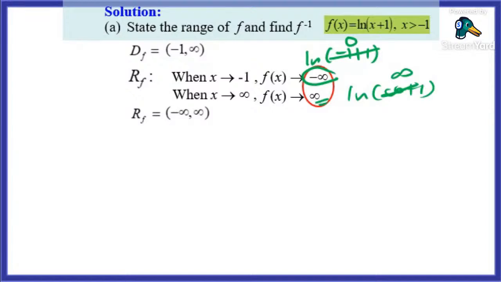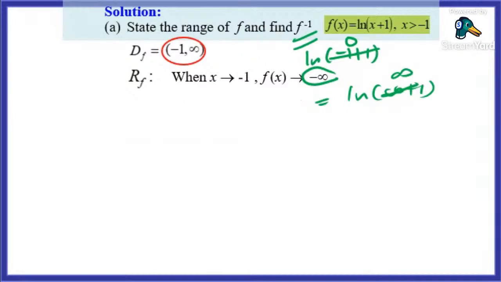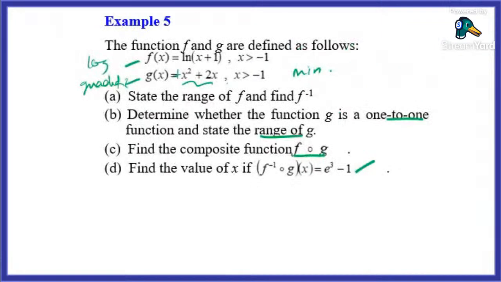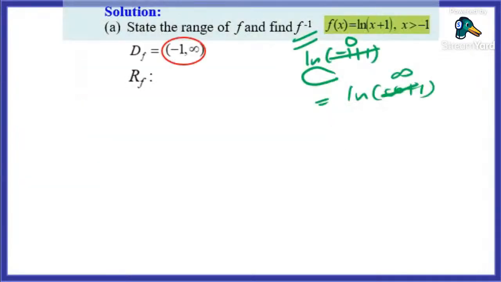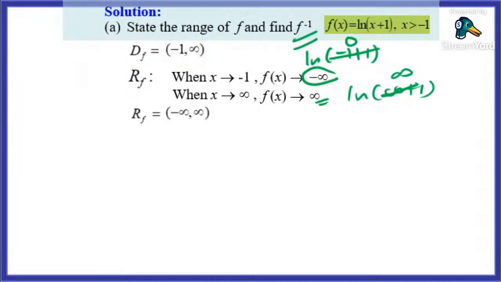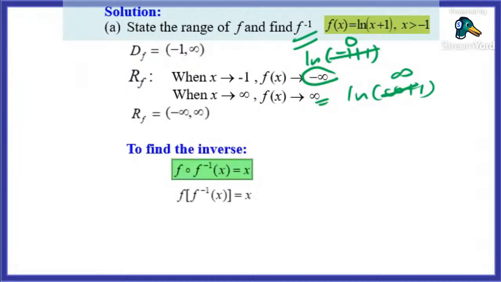And then seterusnya soalan B, to find the inverse. Oh, dia nak range f dengan f inverse. Betul ke? Bukan g. Kita balik sekejap. Saya tengok soalan. Oh, betul lah dia minta f inverse. Dia bukan minta g. Silap. Sorry. Okay, so dia nak f inverse punya. To find f inverse.